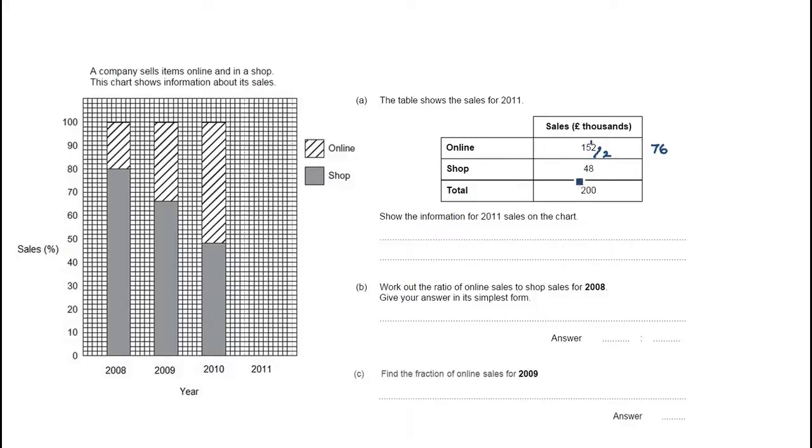So that's halved the online sales. Now the shop sales, well, that's much easier. So 2 into 48 goes 24. And now our total has been divided to give us our 100%. So we've got to show the information now on the sales chart. So we'll just put the percentage signs in there.